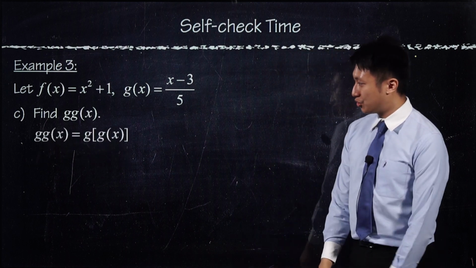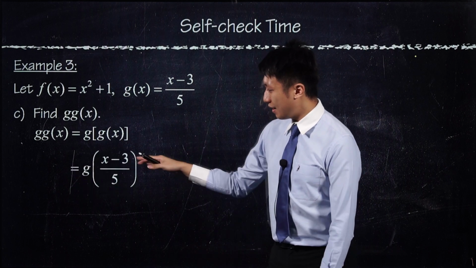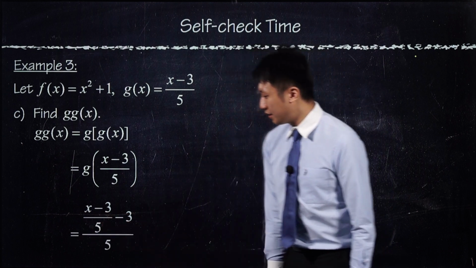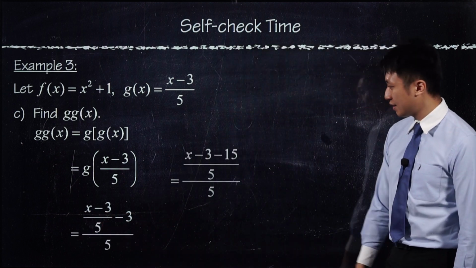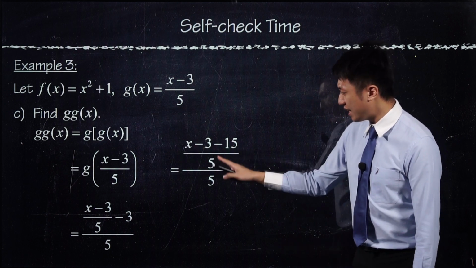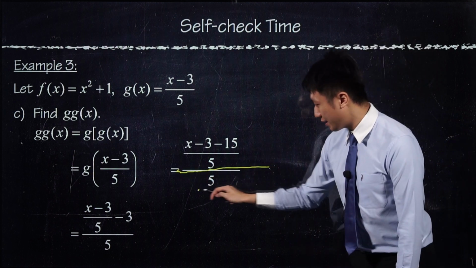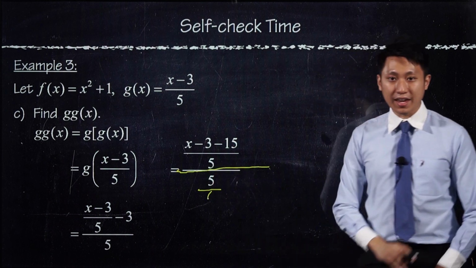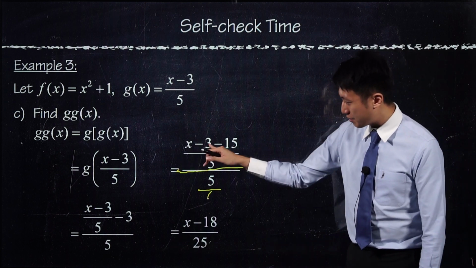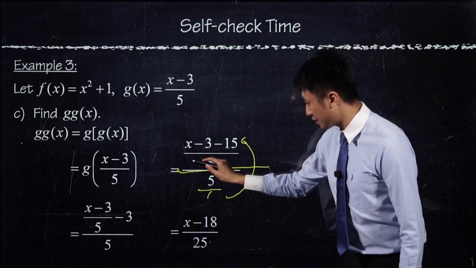Okay, next. gg(x) is g bracket g(x), which you put this whole thing in. Then you put this whole thing in here. Get this one, then you can simplify that. Then x minus 3 minus 15. Which line is longer? The middle line is longer, right? So don't mix it up. Then you get a 1 here. So 5 and this 5 cannot be cancelled off. Be careful about this. So it gives you x minus 18, then this 5 turns down. This one goes up, this one goes down.